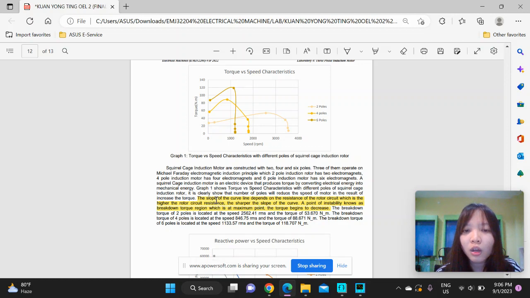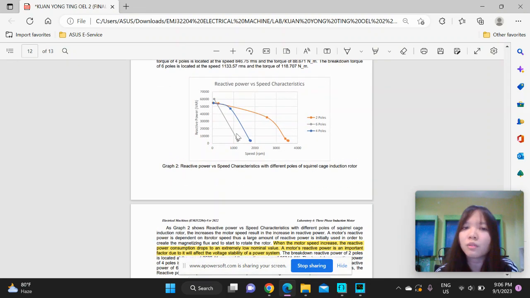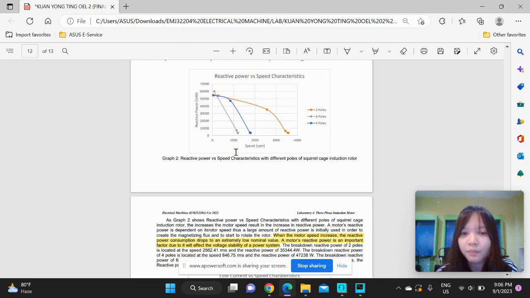Okay, so the slope of the curved line depends on the resistance of the rotor circuit, which is the higher the rotor circuit resistance, the sharper the slope of the curve. So you can see the sharpest is six pole. A point of instability known as the breakdown torque region, which is at the maximum point here, and then the torque starts to decrease. The next one we will compare speed with the reactive power characteristic.